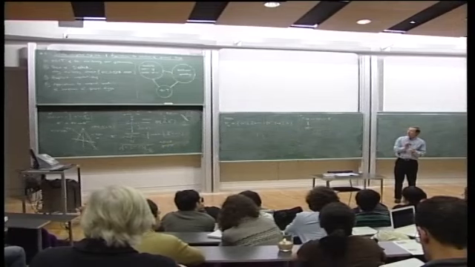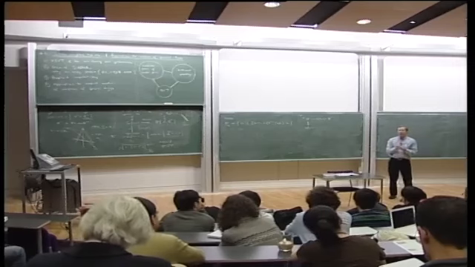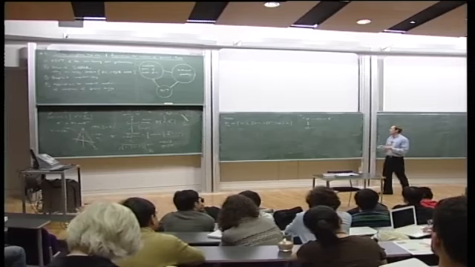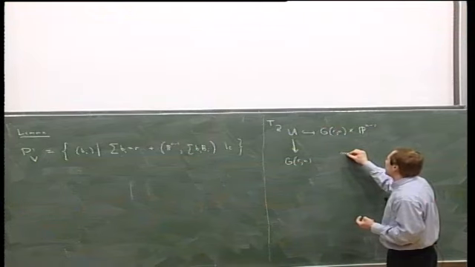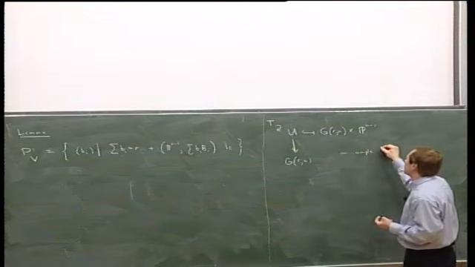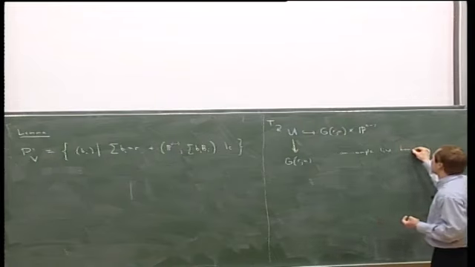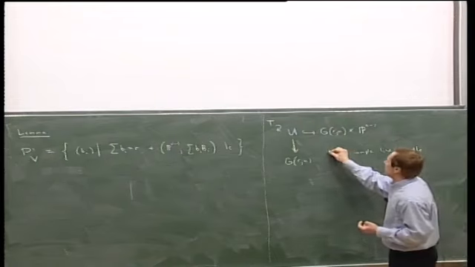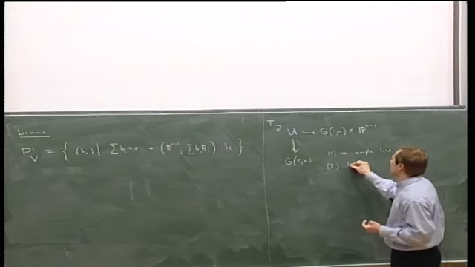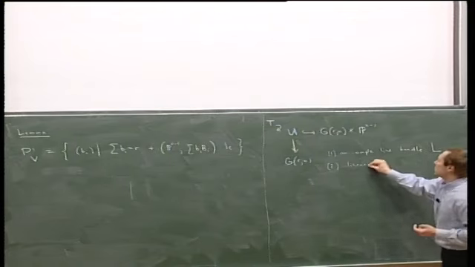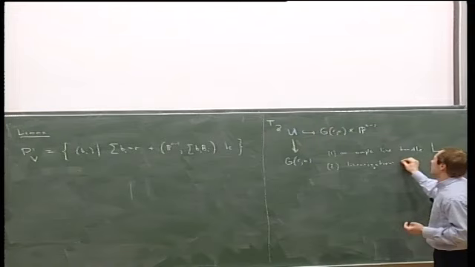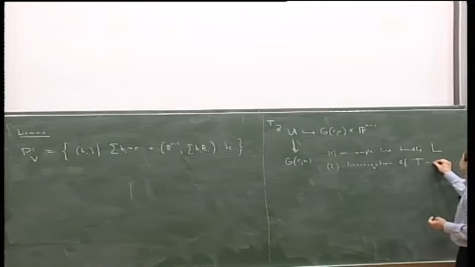In the GIT setup, there are two things to define. First, you have to define an ample line bundle. And secondly, you have to define a linearization, or L, a linearization of the T action on L.